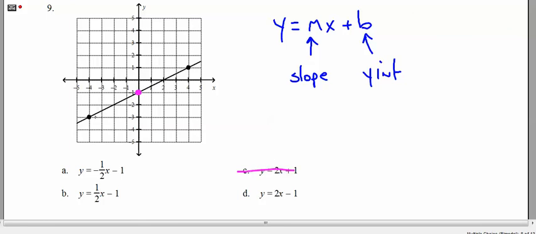Does this line go up and to the right or up and to the left? So is the slope positive or negative? So it's not that one. So let's figure out our rise over our run. How many do we rise here?